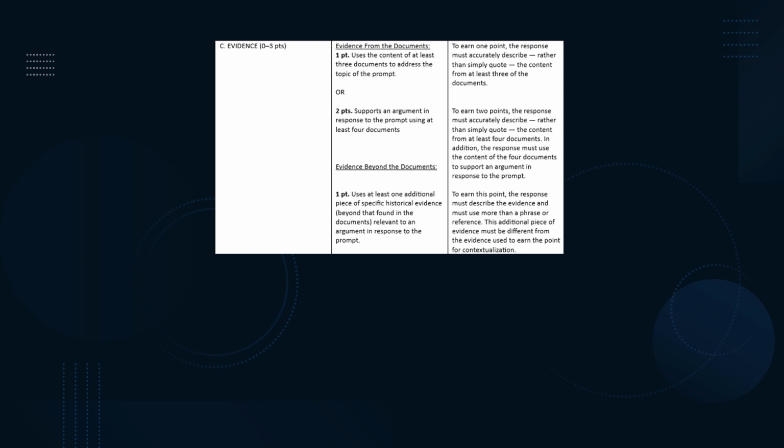This evidence must be different from that used to earn the point for contextualization. It is important to note that you need to cite the documents by referring to them directly by using statements such as "stated in document 3." So be sure to actually refer to the documents directly and not just mention information from the documents without explaining where it came from.